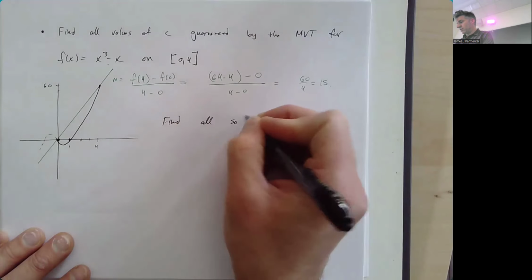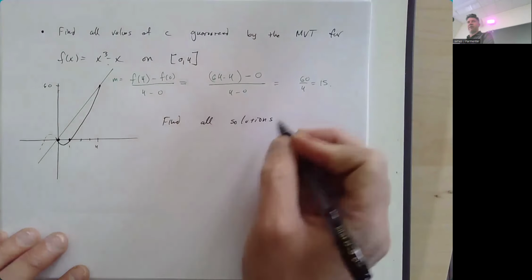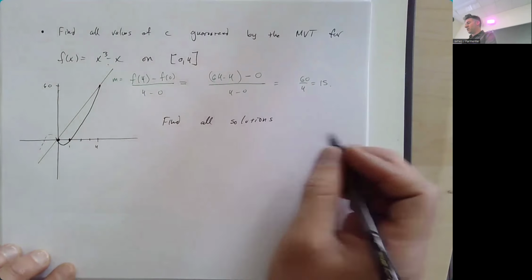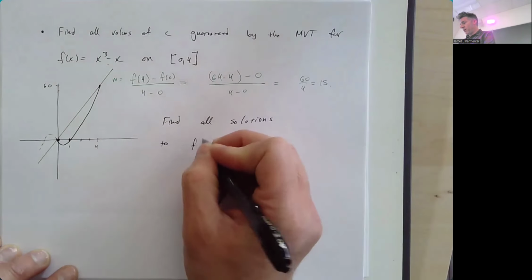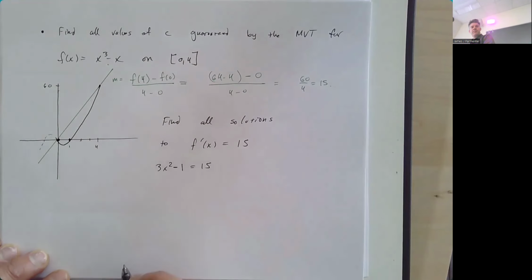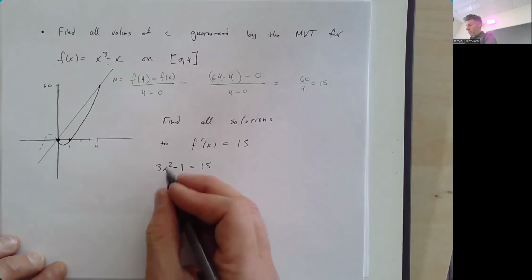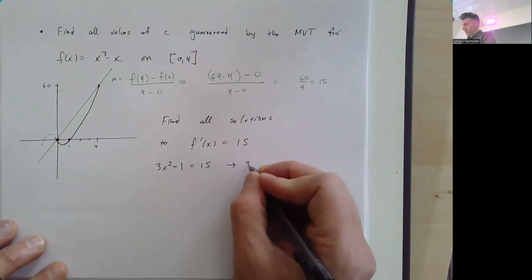So we want to find all solutions. I'm going to leave myself a little bit of space over here because I'm going to write something there afterwards. Find all solutions to the equation f prime of x equals 15. Great. So f prime of x is 3x squared minus 1 equals 15. I'm going to add 1 over there, so that 3x squared equals 16. I'm going to divide both sides by 3, so that x squared equals 16 thirds.